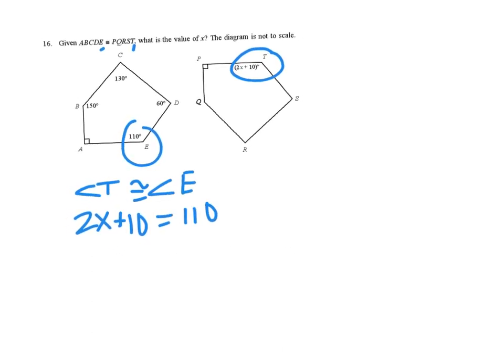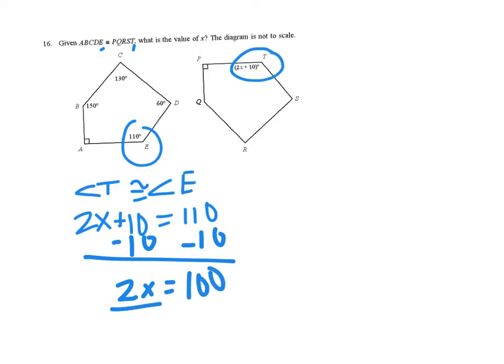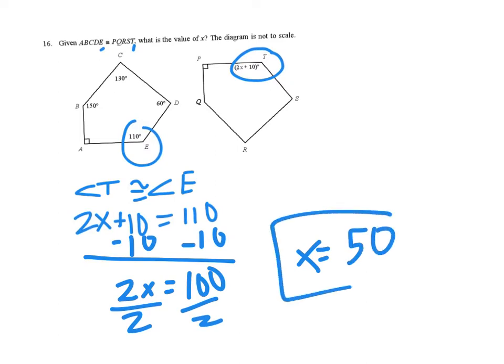Alright, so we're going to solve that. We're going to go ahead and subtract 10 from both sides. When we do that, we get 2x equals 100. We'll divide both sides by 2, and we get x equals 50 as our final answer.